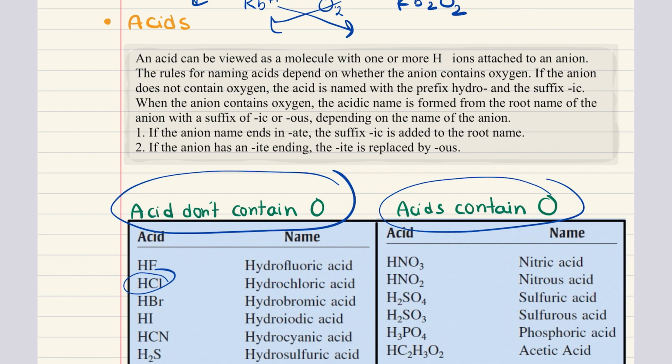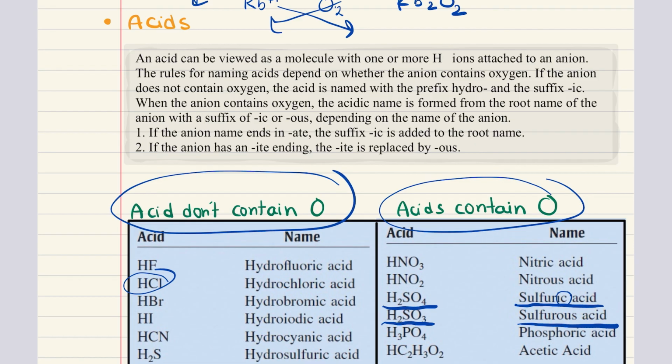If the anion name ends in ate, the suffix ic is used with the root name. So for example, if we look at H2SO4, this contains the sulfate anion, and so it's called sulfuric acid, ic. Notice that. All right, if the anion, though, has an ending in ite, then the ite is replaced with ous. So for example, let's look at H2SO3. SO3, that's the sulfite ion, and so this is going to be called sulfurous acid. So those are the rules for naming acids.